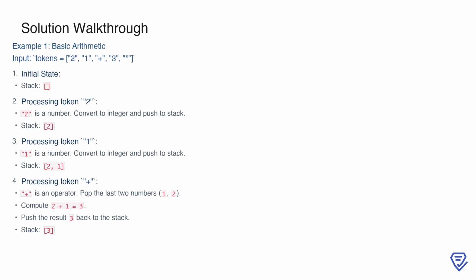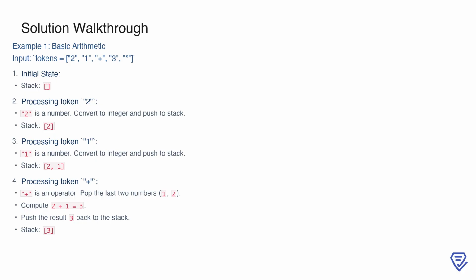In this example, we are solving a basic arithmetic problem using reverse Polish notation with the input tokens 2, 1, plus, 3, asterisk. We start with an empty stack. First, the token 2 is processed. Since it's a number, we convert it to an integer and push it onto the stack, resulting in a stack of 2. Next, the token 1 is processed.